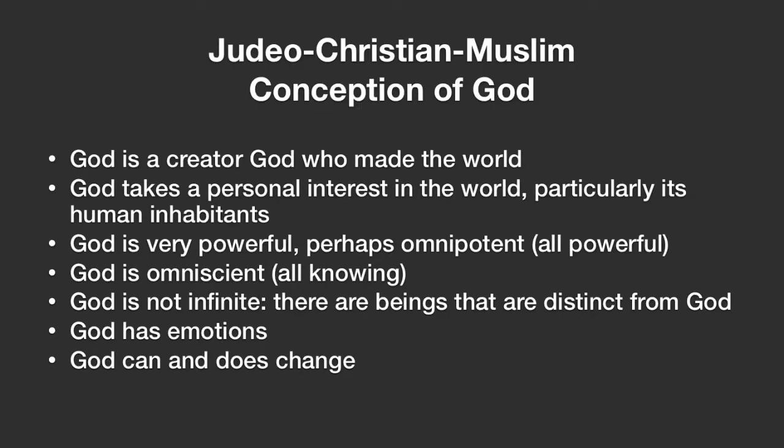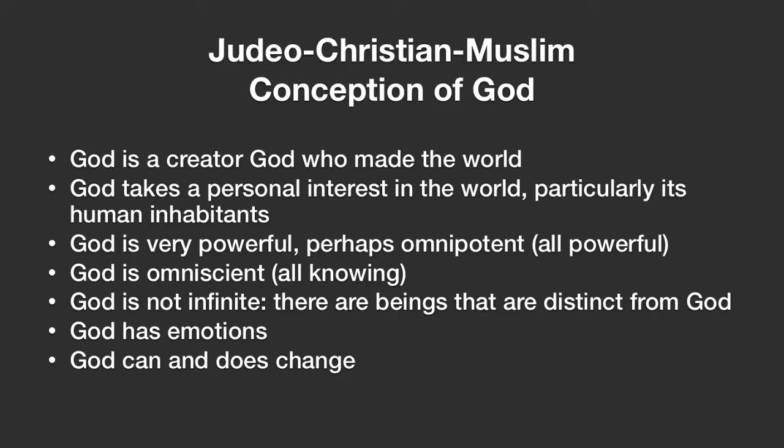So I want to start with a few preliminaries. And I think it's important to understand the context in which Anselm's argument is taking place, right? The assumptions that he's making from the beginning, or at least the general ideas that would have been prevalent in his age. So when Anselm talks about the proof for God's existence, he's thinking of a Judeo-Christian-Muslim conception of God. So for Anselm, God is a creator God who made the world. So this is, again, standard sort of Judeo-Christian-Muslim thinking. God takes a personal interest in the world, particularly its human inhabitants. So for Anselm, this is a personal God.